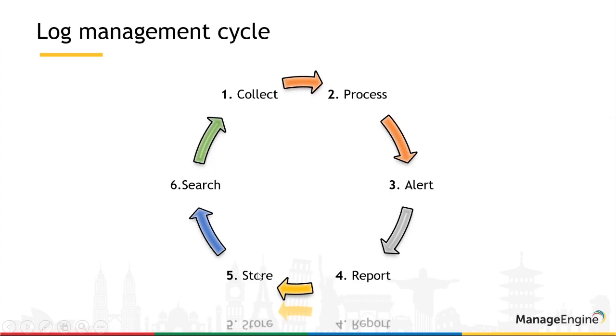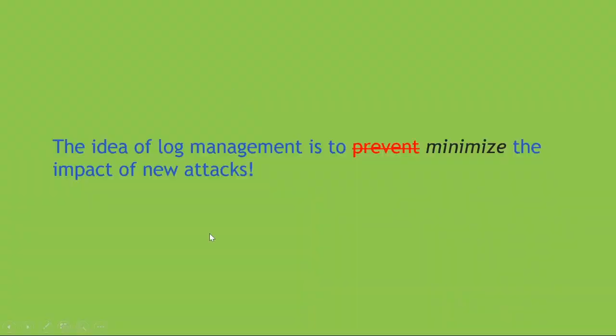And for the stored logs, let's say you store gigabytes of data, you should have an efficient search engine that can go through logs, the present day logs or logs that date back to, let's say, 2012 or 2010, and give you the information that you're looking for, let's say for forensic analysis. So all these 6 stages together is what is called the log management cycle.